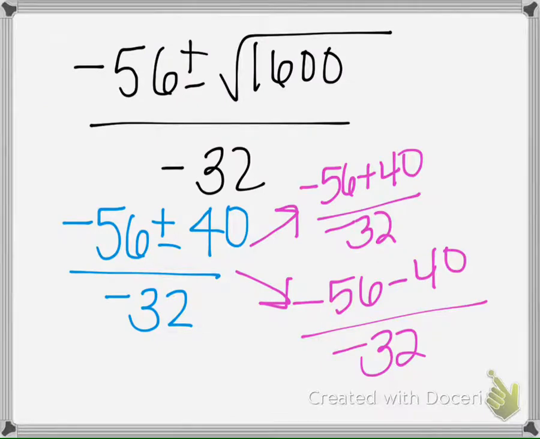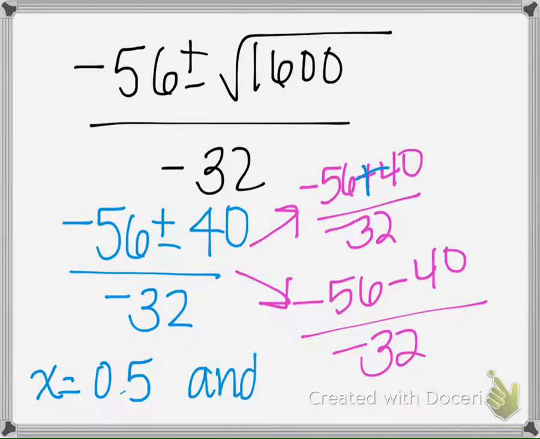Okay, so we simplify it, and now we're going to put this in our calculator here. When we do negative 56 plus 40 divided by negative 32, and then negative 56 minus 40 divided by negative 32, we get that our x value is 0.5, and x equals 3.